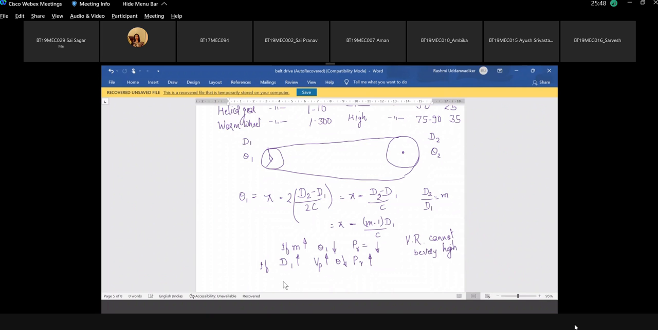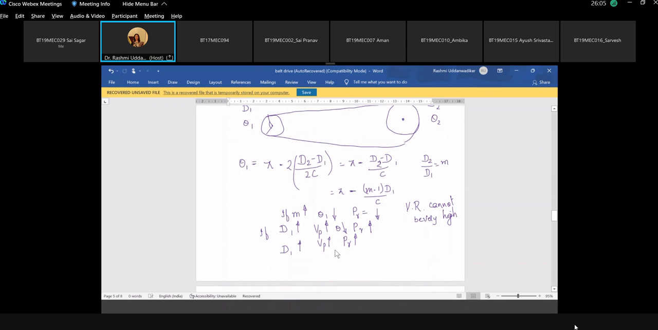So this puts a limit to the diameter D1 also. If you increase the value of D1, Vp is increasing, power transmission capacity is increasing. But with increase in D1, as shown in this formula for the smaller pulley, the value of theta 1 is going down, the rated power goes down. So increase in the diameter has an opposing effect.